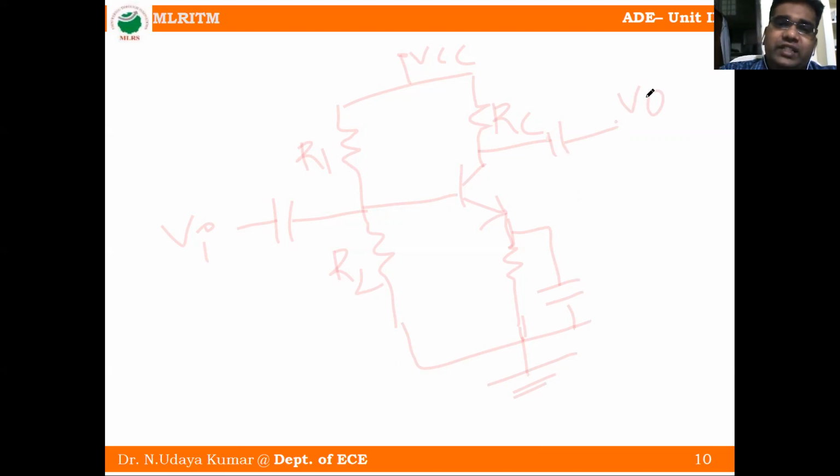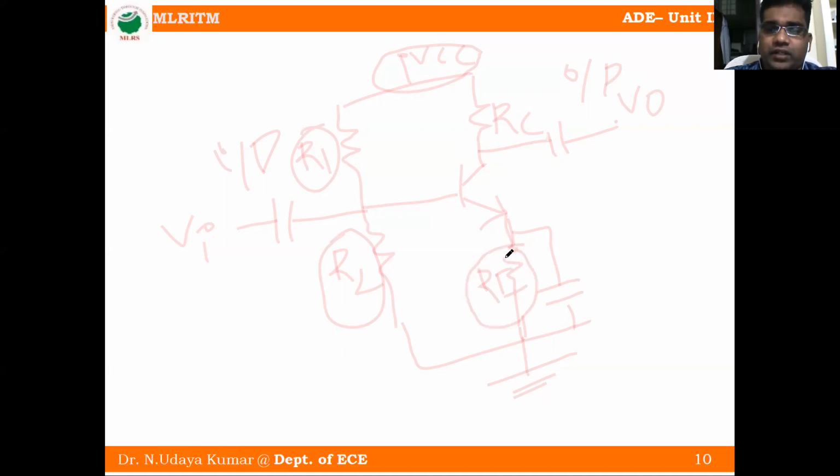So this VCC is for biasing both input and output. Next, R1 is used for biasing the input side. R2 varies the Q point. This RE is for stabilization of the Q point. So this is CB. CB means blocking capacitor. Whenever input is given, it blocks the DC and allows the AC signal.